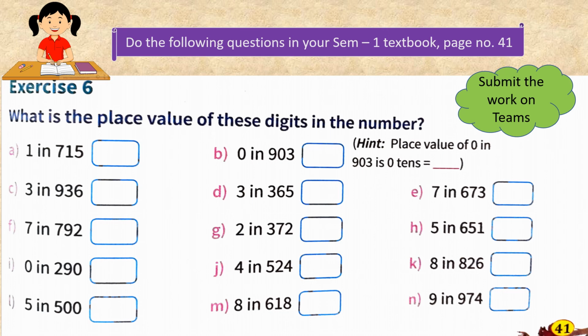Children, this is your textbook page number 41 from your semester 1 textbook. Exercise 6. There are some questions wherein it has been asked to write the place value of the digits given, like 1 in 715, 3 in 936, 7 in 792 and so on. If you see here, this 1 is present in this 3-digit number. See which place the digit is standing in and accordingly write the place value of the digit.